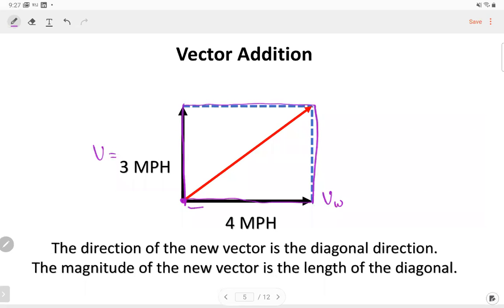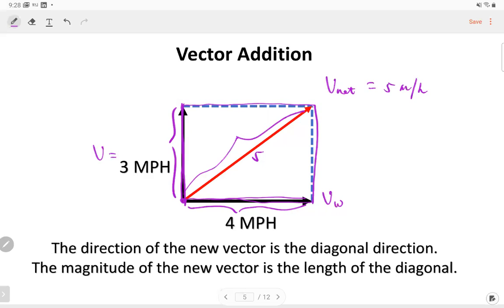The length of each side is linearly proportional to 4 and 3. So the length of this side is 4, the length of this side is 3. Then we draw the diagonal. This is the diagonal, and we measure the length of the diagonal. We find that the length of the diagonal is 5. So the magnitude of the net velocity is 5 miles per hour, and the direction is the direction of the diagonal.